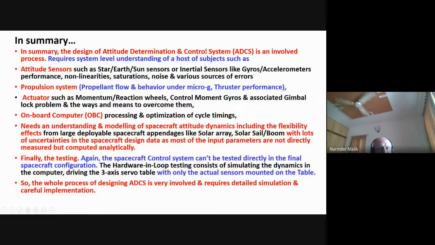Okay, in summary, the design of attitude determination control system is an involved process, requires system level understanding of a host of subjects such as attitude sensors, which I've already covered, propulsion system. Now, in propulsion system, there's one thing very important you have to remember: propellant flow and behavior under micro G.